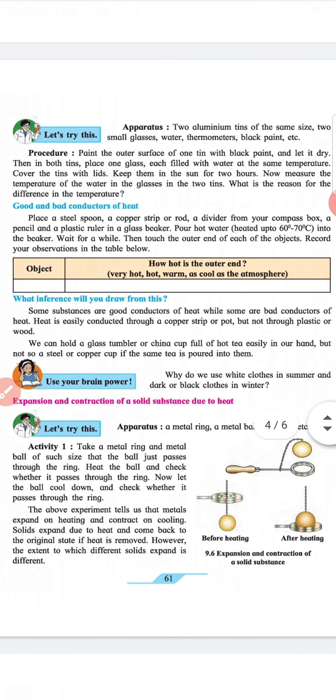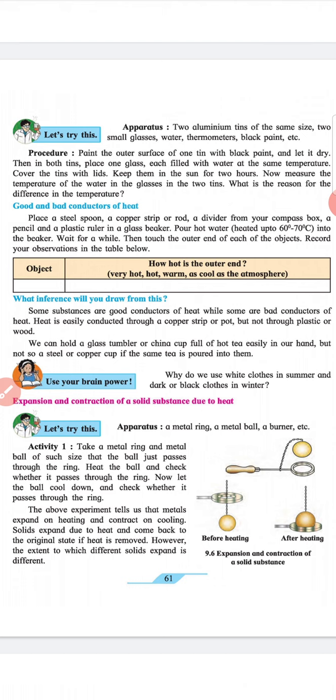Heading: Let's try this. Subheading: Apparatus. Two aluminium tins of the same size. Two small glasses. Water, thermometer, black paint, etc. Procedure: Paint the outer surface of one tin with black paint and let it dry. Then, in both tins, place one glass, each filled with water at the same temperature.